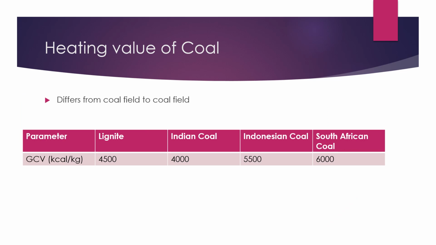Now, coming to the heating value of coal, the heating value of coal differs from coal field to coal field. That means coal from different coal fields will liberate different amounts of heat energy. The table shows the heating value or GCV of coal received from different sources. From the table, we find that the GCV of South African coal is more than Indian coal.